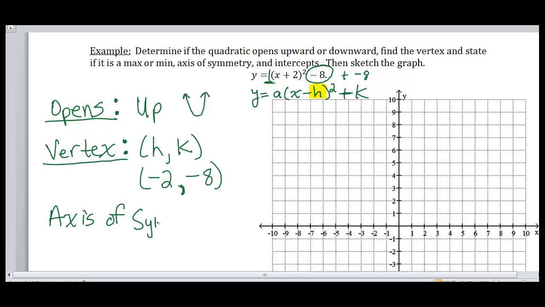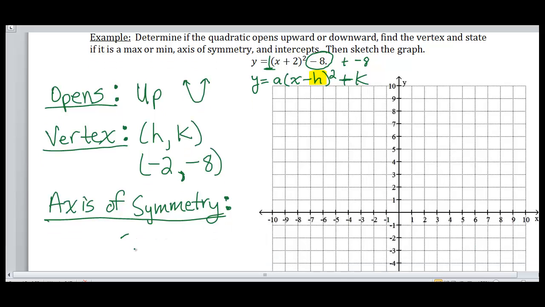Remember, your axis of symmetry is always a vertical line. That's why we write it as x equals, from our studies of linear equations. X equals a number is a vertical line, and that specific number is always the x coordinate of our vertex, which is negative 2.